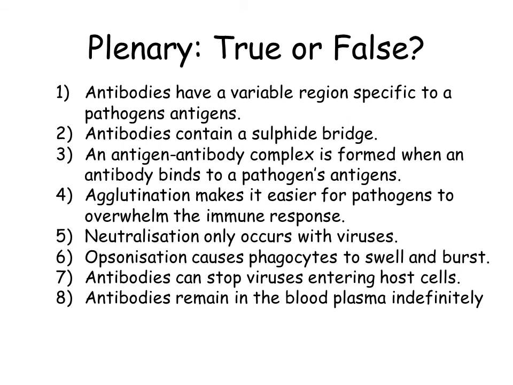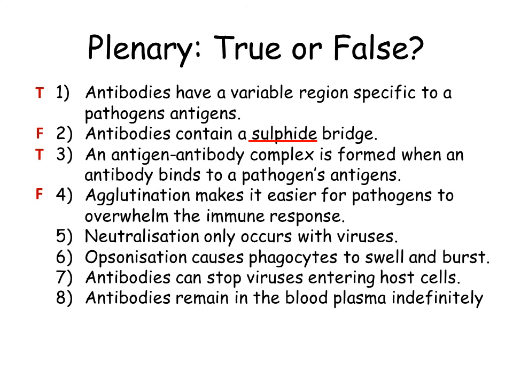The first one, antibodies have a variable region specific to pathogens' antigens. Well, that's going to be true. Antibodies contain a sulfide bridge. Well, nearly, but it's actually a disulfide bridge, so that would be false. An antigen-antibody complex is formed when an antibody binds to a pathogen's antigens. That's true. Agglutination makes it easy for pathogens to overwhelm the immune response. Well, that's false. Agglutination actually makes it easier for the immune response to deal with the pathogen.